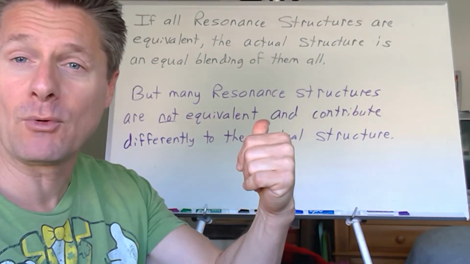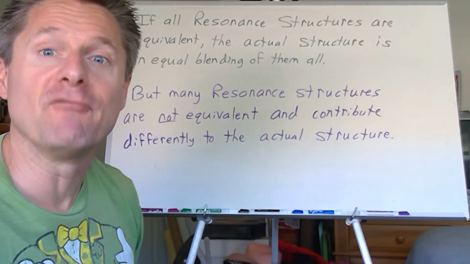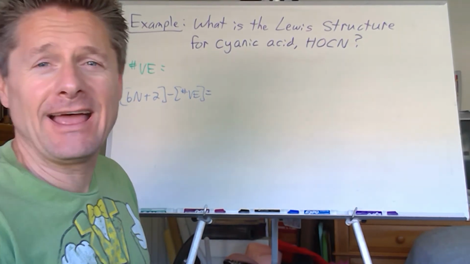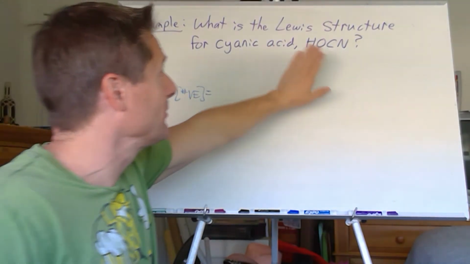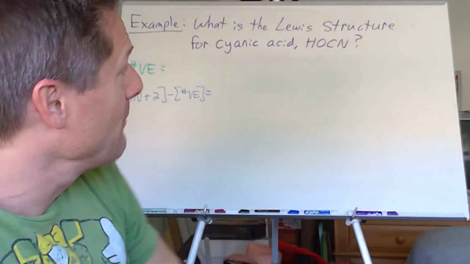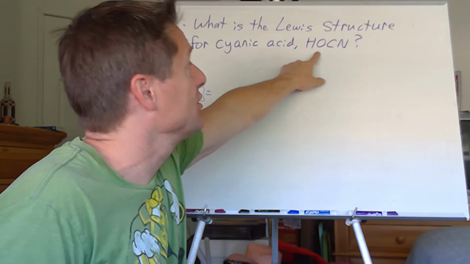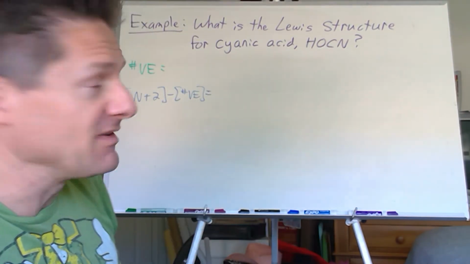Let's do one example real quick, and then I'll show you how we can discern which is the better of the valid Lewis structures. Try this one on for size, my friends. Let's do the Lewis structure for cyanic acid, which just says the cyanate ion, OCN minus. And in this case, the way it's written, the hydrogen will be attached to the oxygen, then the carbon, and then the nitrogen. It kind of goes in that specific order.